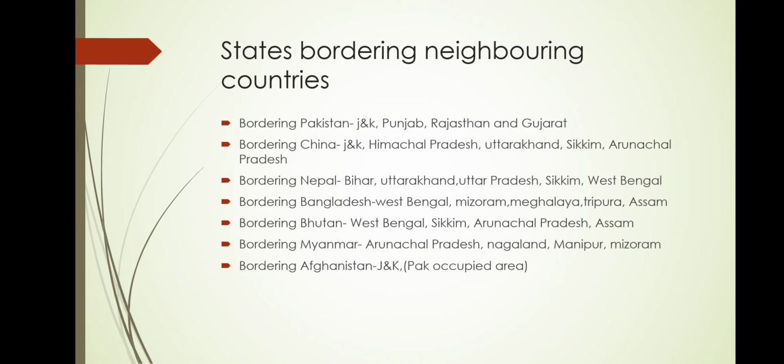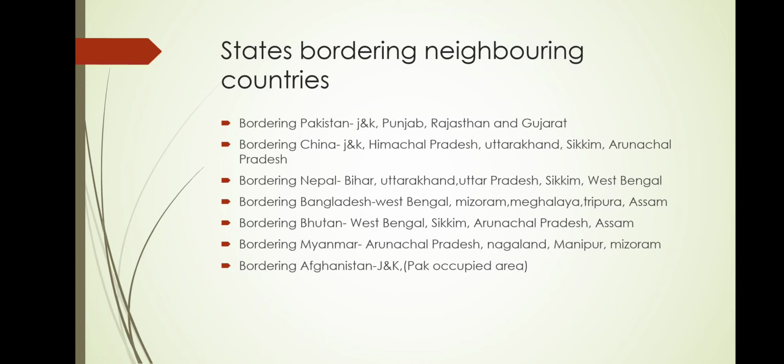Okay, next we have the bordering states with the neighboring countries. Like we have Pakistan. So which states border Pakistan? So it is JNK. JNK means Jammu and Kashmir. It is now not a state, but it is also bordering. Then Punjab, Rajasthan, Gujarat. These are the states. Punjab, Rajasthan, Gujarat border Pakistan.